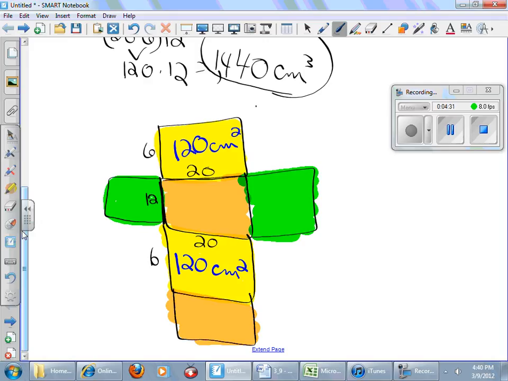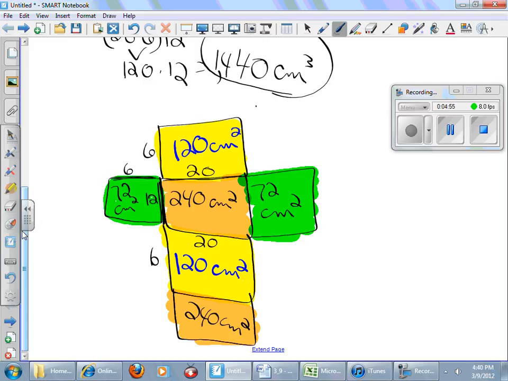So this is 20 by 12. That would be 240 centimeters squared, and that'll be 240 centimeters squared. Then the green one has 12 this way, so it must be 6 this way. That'll be 72 centimeters squared and 72 centimeters squared.